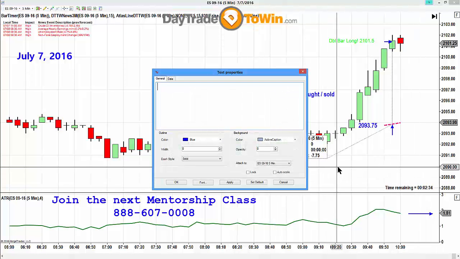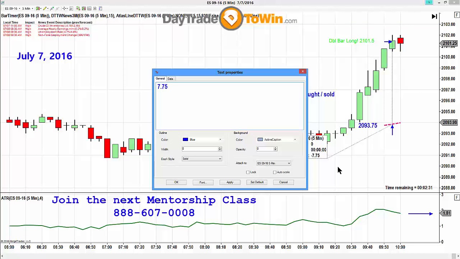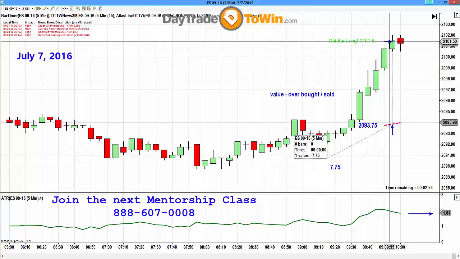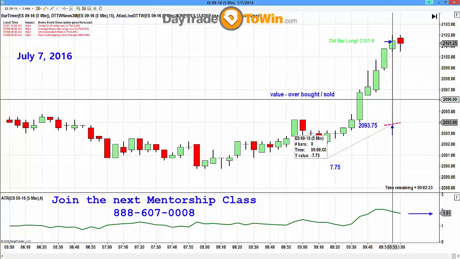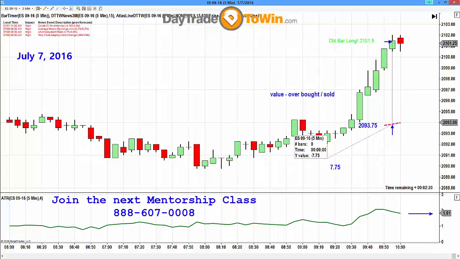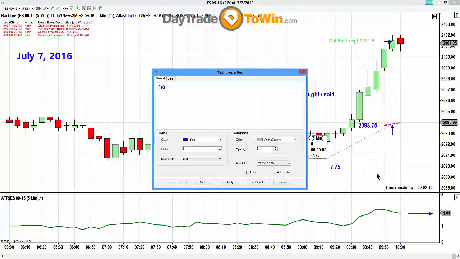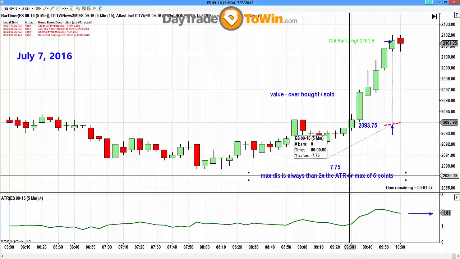So I'm already 7 3/4 of a point entering long after you see the Atlas line and the entry long. How do I know it's overbought or oversold? Maximum distance is always less than 2 times the ATR or max of 5 points. Now remember, my maximum stop is 5 points, so I'm already entering more than 5 points away.